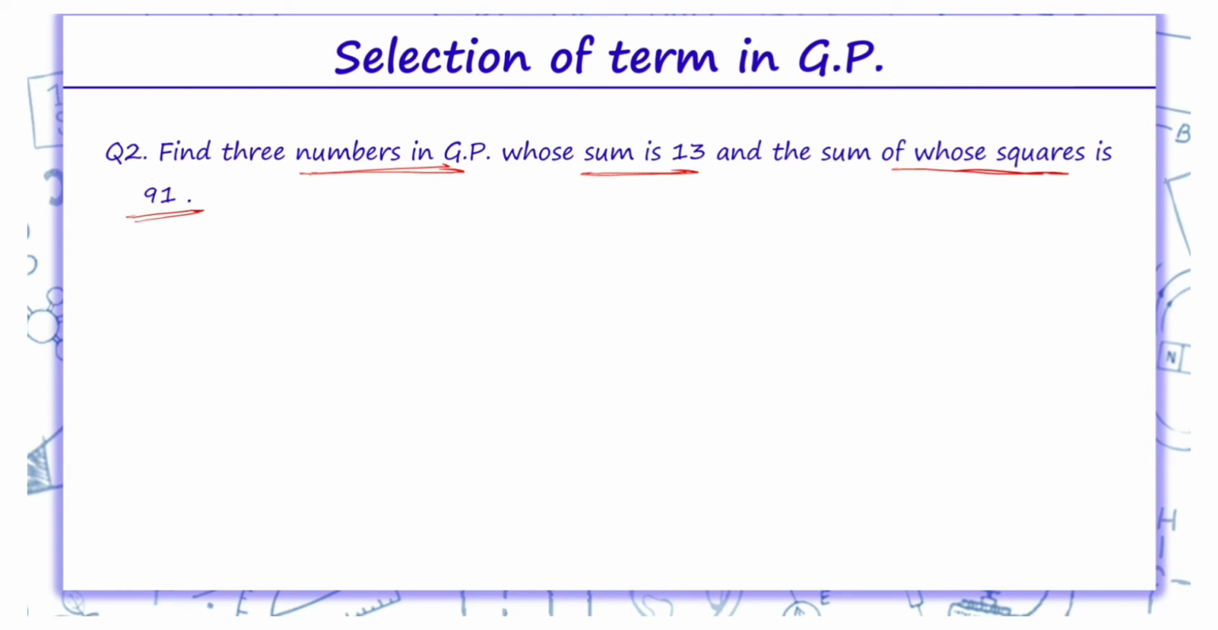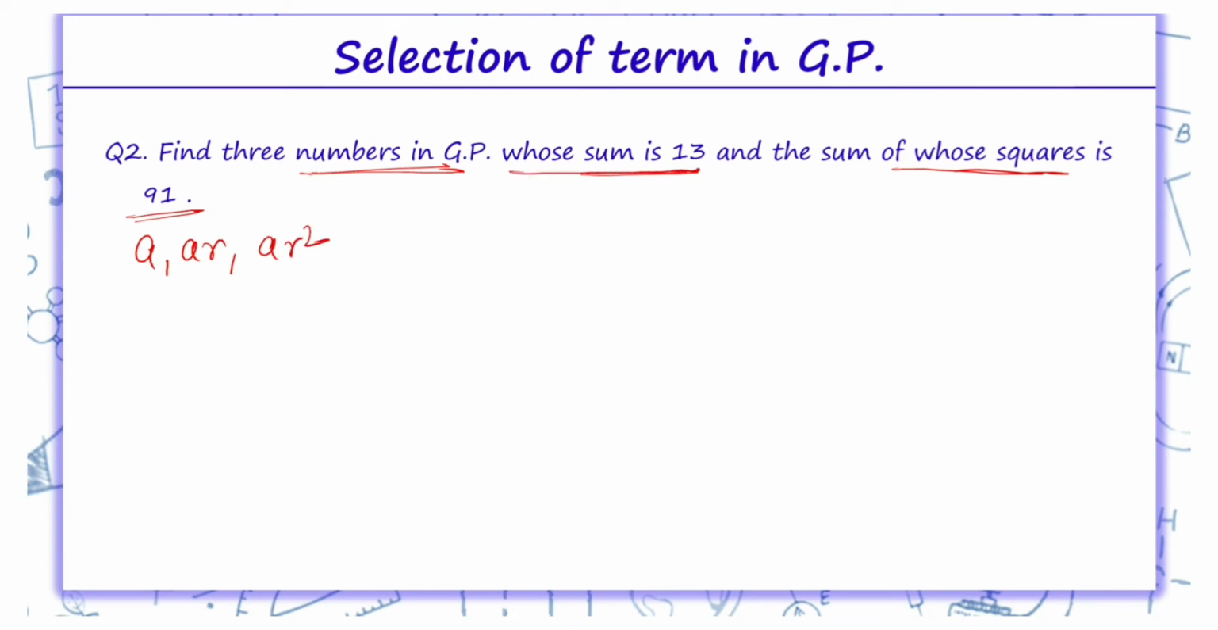Again, the 3 numbers. Now over here they haven't given us the product. So if we take A by R, A, AR, then R and R won't cancel out since the product is not given. So what can we do? We'll take the 3 numbers to be A, AR, AR square, because the product was not given to us.